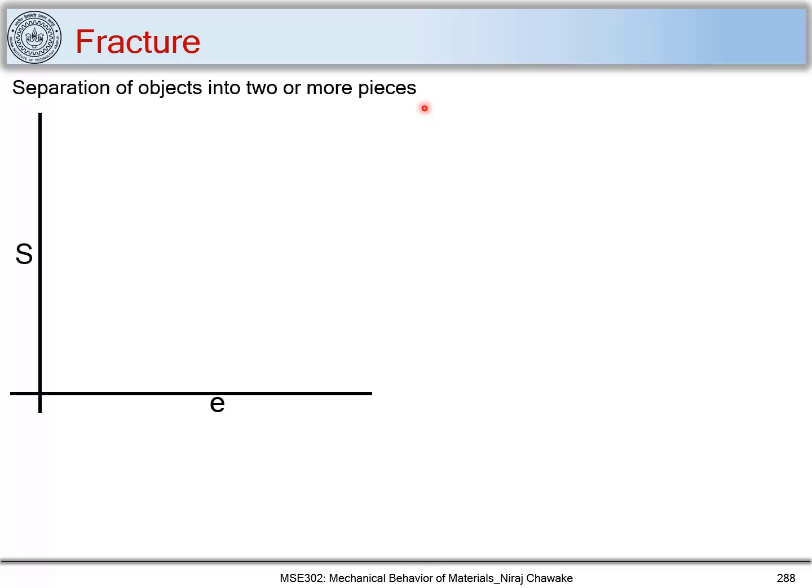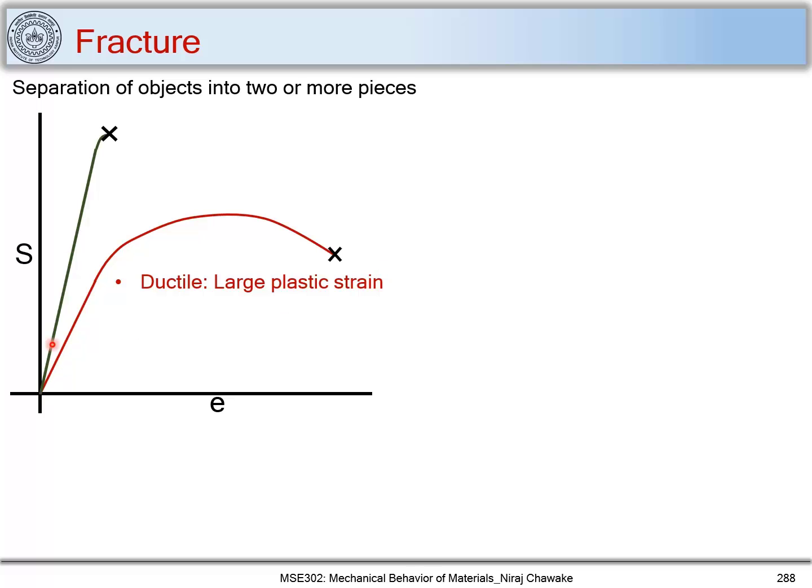Let me explain fracture by using the stress-strain curve, which we have seen many times. When you subject a material to tensile stress, the material deforms elastically, then plastically, and then it fractures. Such a stress-strain curve is demonstrated by ductile materials that show a large plastic strain, while other materials like this don't show any plastic strain. These are called brittle materials.